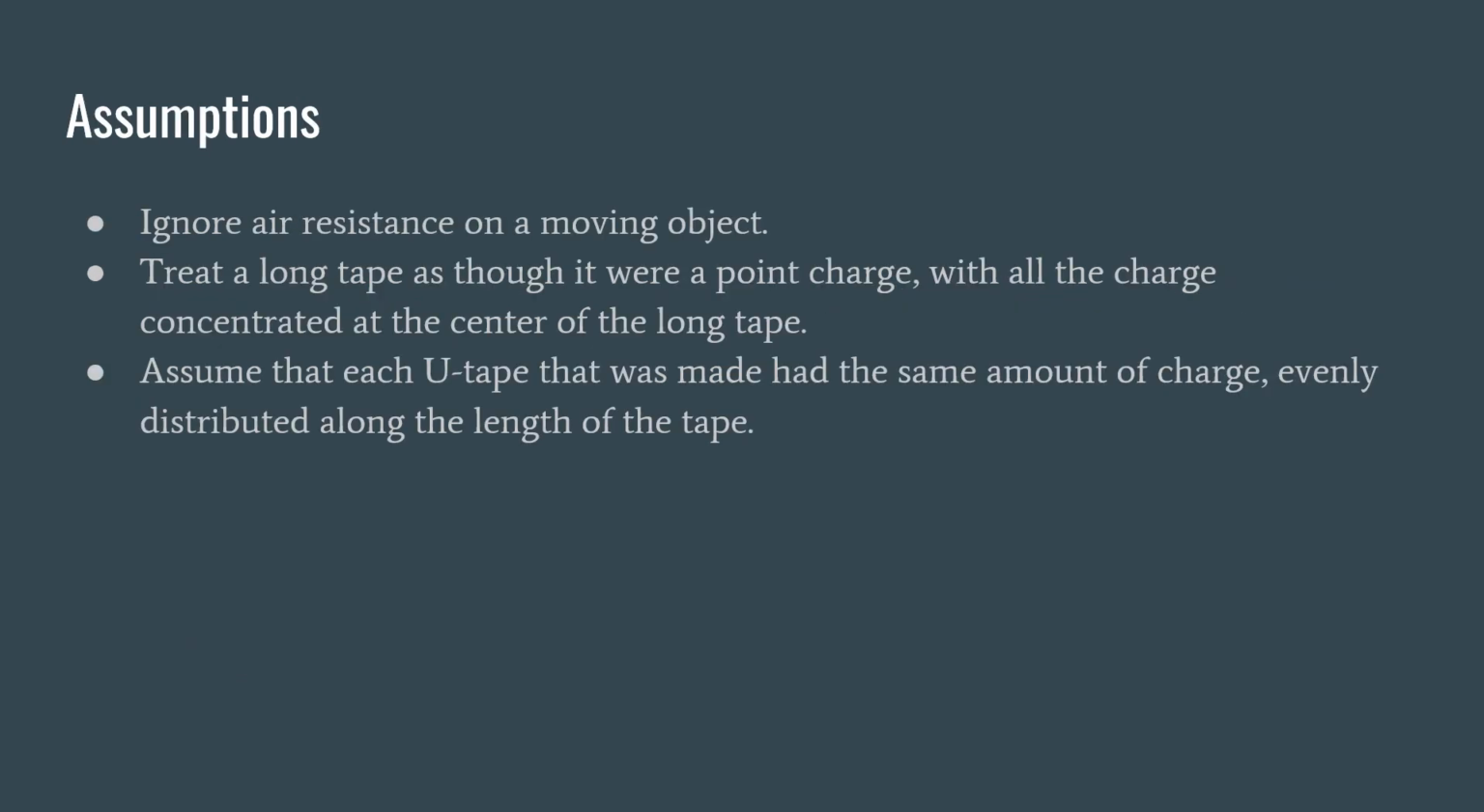Some key assumptions are that we are ignoring air resistance on a moving object, treating a long tape as though it were a point charge with all the charge concentrated at the center of the long tape, and assuming that each U-tape that was made had the same amount of charge, evenly distributed along the length of the tape.